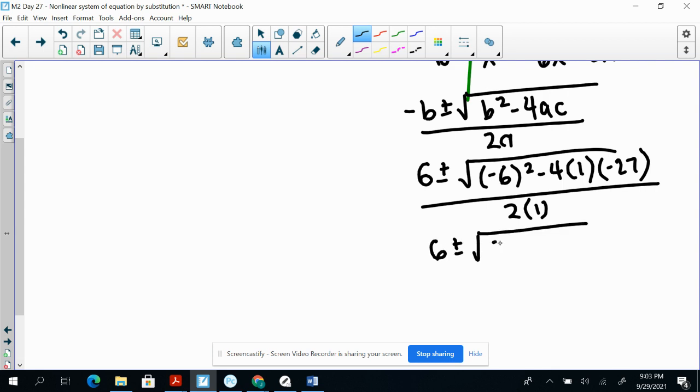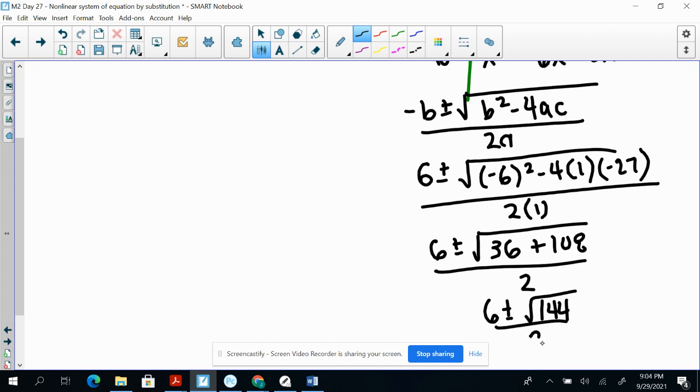And again, as I said yesterday, I'm writing out more than you have to. Minus 4 times 1 is negative 4. And negative 4 times a negative 27 is going to give me a positive 108. And 2 times 1 is 2. So we're going to add that 36, and that gives me 144. So 6 plus or minus the square root of 144, all divided by 2.